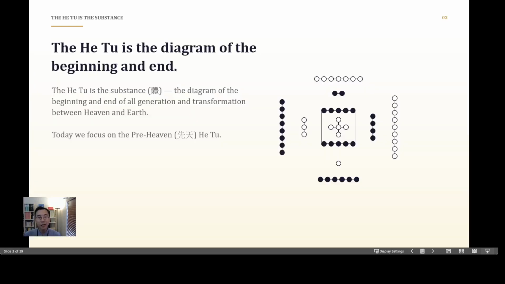That's 河图. This diagram represents the heaven and the earth and all generations and transformation between the heaven and the earth. 河图 is the substance. It means it's already there. If we are alive, they are there. Before we are born, it's already there. After we die, it's still there.